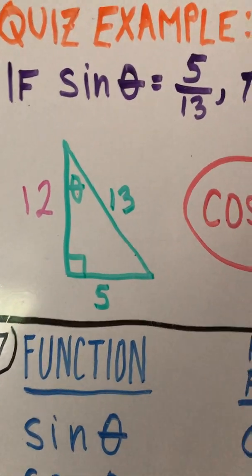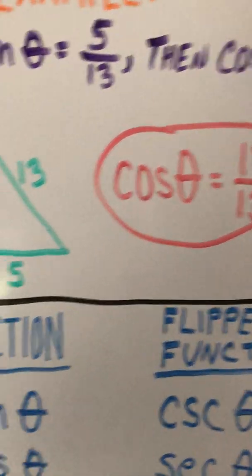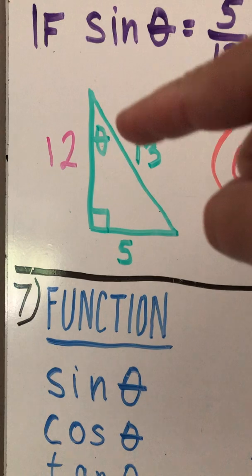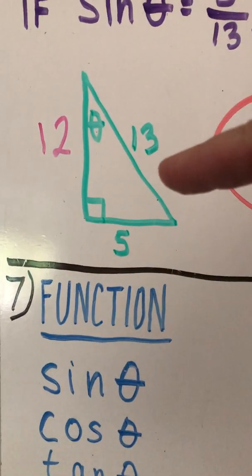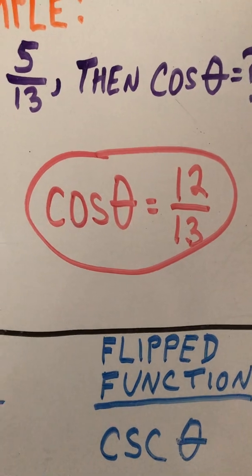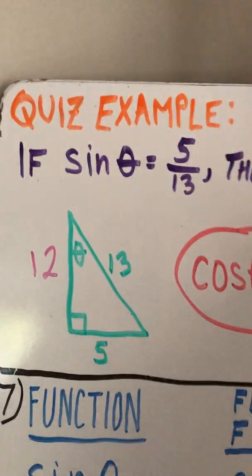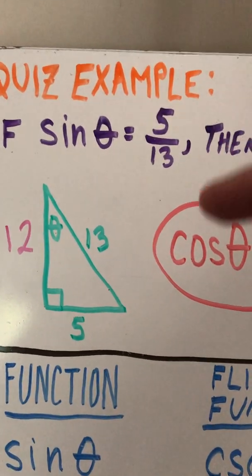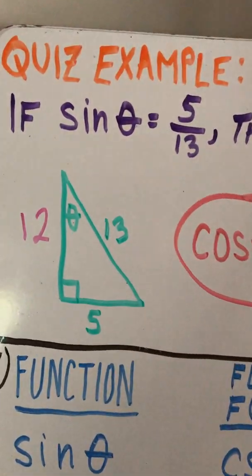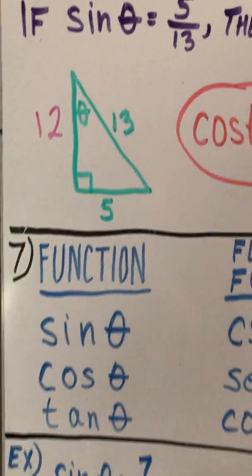So, what is cosine theta? Well, cosine, remember, is adjacent over hypotenuse. Adjacent is 12. Hypotenuse is 13. So cosine theta is 12 over 13. That's how you do that problem. When it tells you sine is one thing, you fill in the third number so you can figure out everything else. I will tell you what I mean by that in just a moment.